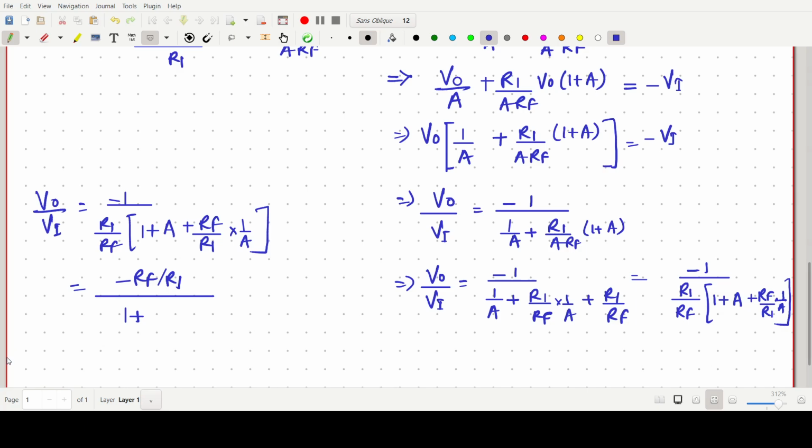And what we can write, 1 plus R1 by 1 plus this one, and then A plus Rf by R1 into 1 by A. Okay, here Rf by R1 will be common, so 1, then 1 by A. Sorry, this should be 1 by A. There is a mistake. Okay, here I am writing the same thing, but Rf by R1 will be common, then 1 by A, and it should be 1. Okay, it should be 1 by A.